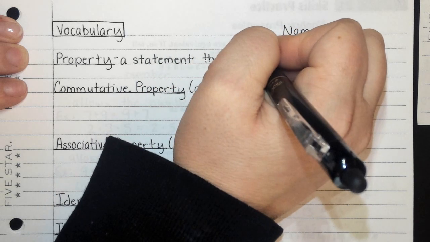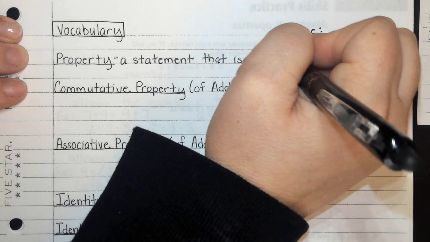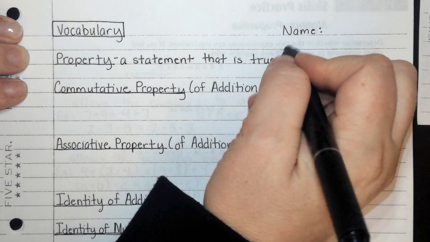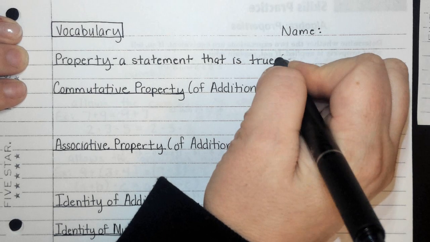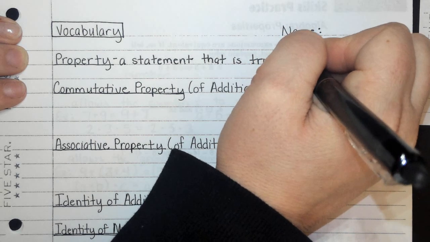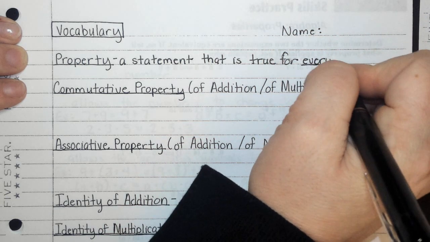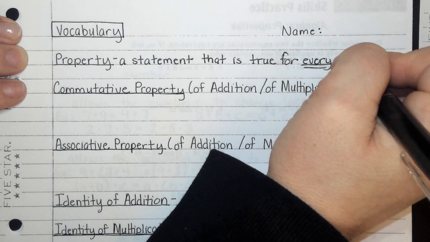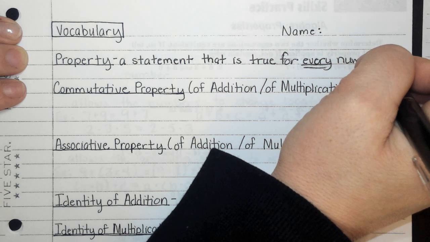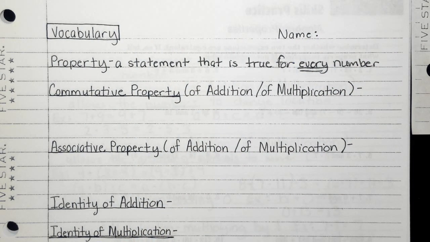that is true for every number. So you'll notice I underlined every. So that means it's true for positive numbers, it's true for negative numbers, it's true for fractions, it's true for decimals, it's true for everything.